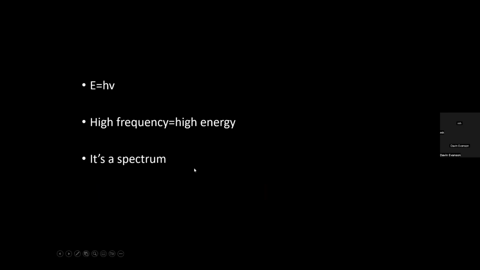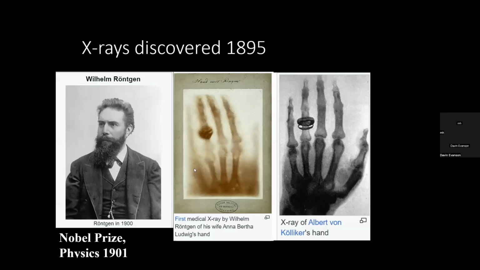Hopefully everyone is comfortable with that. So X-rays have been around since the Big Bang, but they were discovered in 1895 by William Röntgen. And for this, he got the Nobel Prize in Physics. Basically, he was just fooling around with some high energy material, put a photographic plate in front, and this is the first time humans got to see inside the human body.